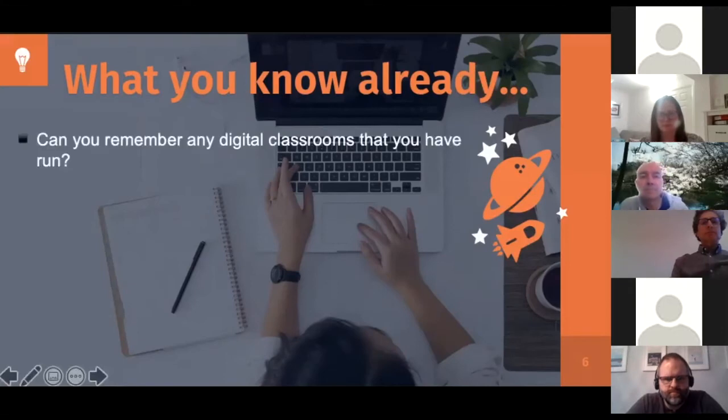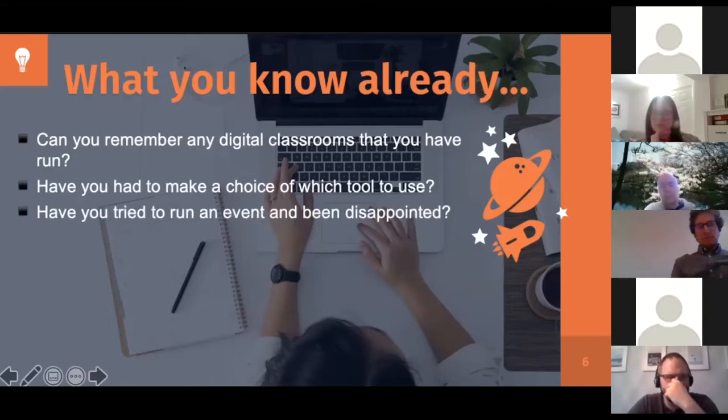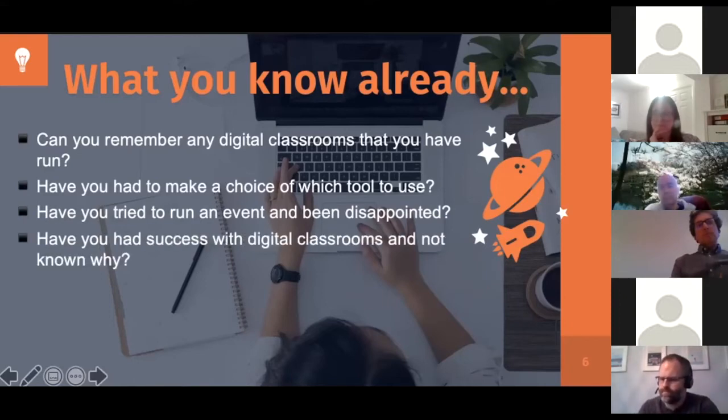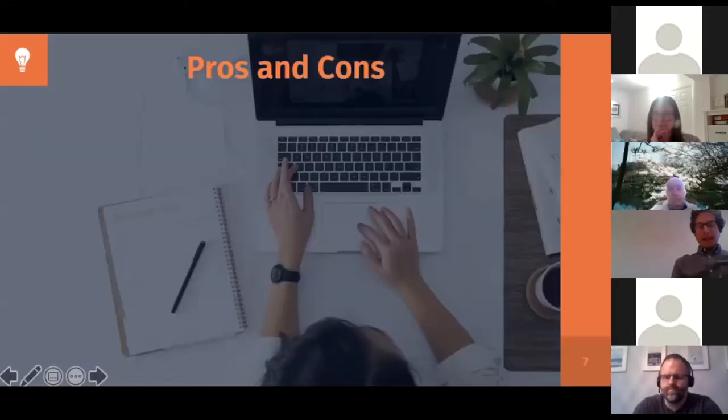Things that you might already know. We've probably all now done some kind of digital classroom event, whether we've been running it or attending, and that could be a meeting or it could be a proper full-blown training course. Have you had to make a choice about which tool to use? Think about how you did that. Have you tried to run an event and been disappointed? It's not quite gone the way you wanted. Have you had success and not really known why it's gone right? Keep these things in the back of your mind.